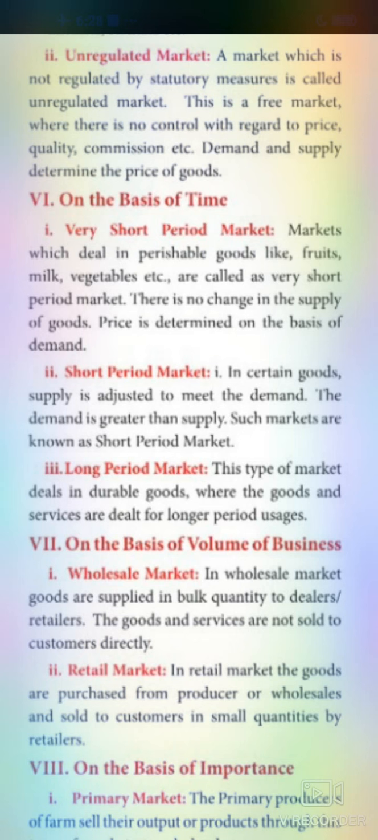Next one is short period market. In certain goods, according to the demand only the supply is adjusted, we can say. Here the demand is greater than supply. So such markets are known as short period market. And the next one is long period market. This type of market deals only in durable goods, long lasting goods. So here the goods and services are dealt for a longer period, we can say.